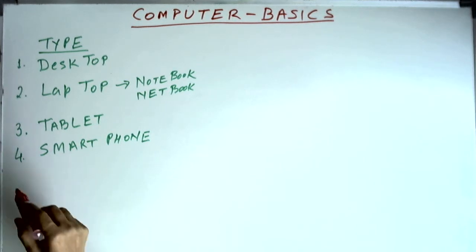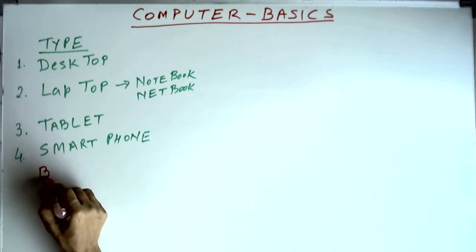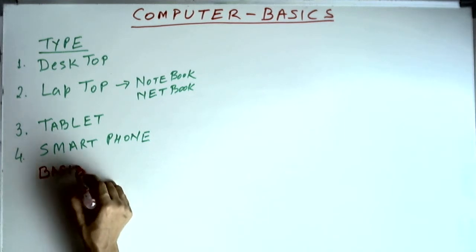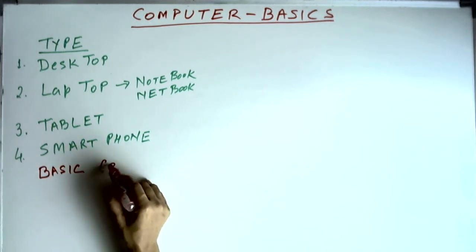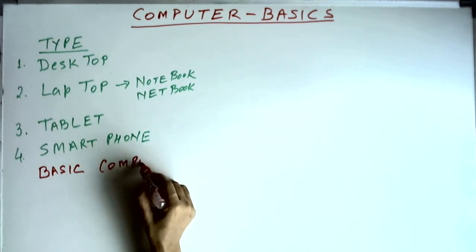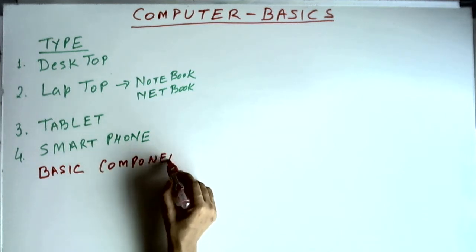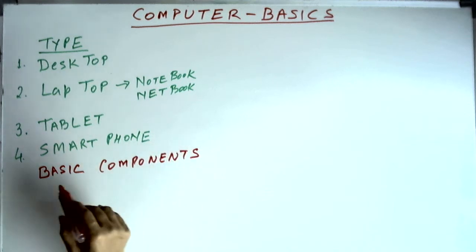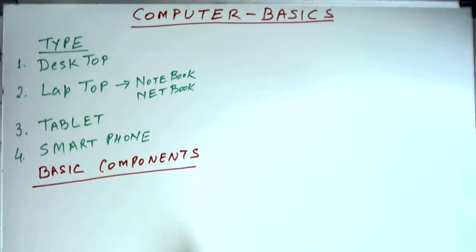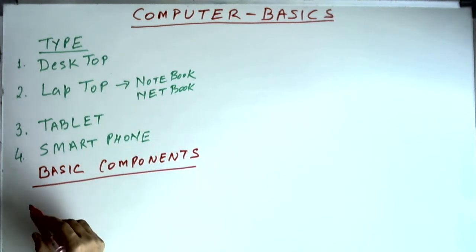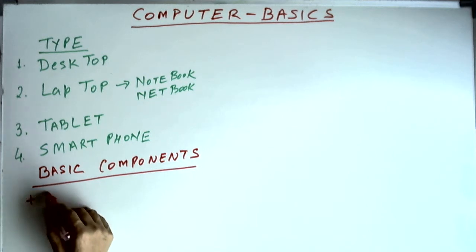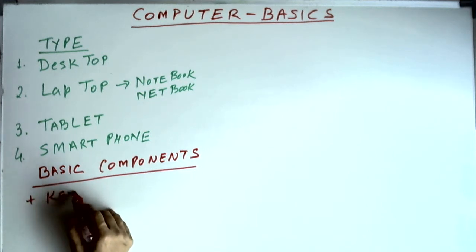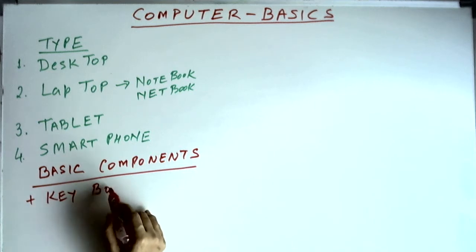So having learned what is the computer, let us see what are the basic components of a computer. Basic components of a computer. So you need to learn the basic computer. The first basic component is keyboard.